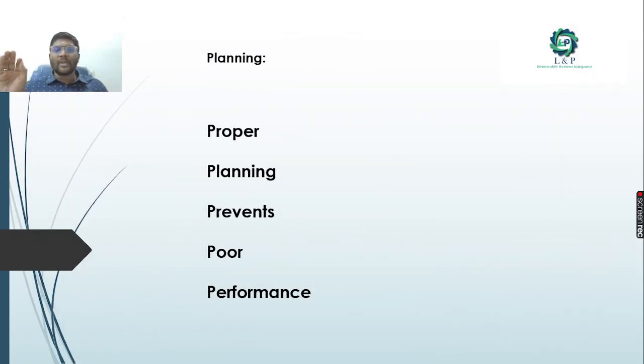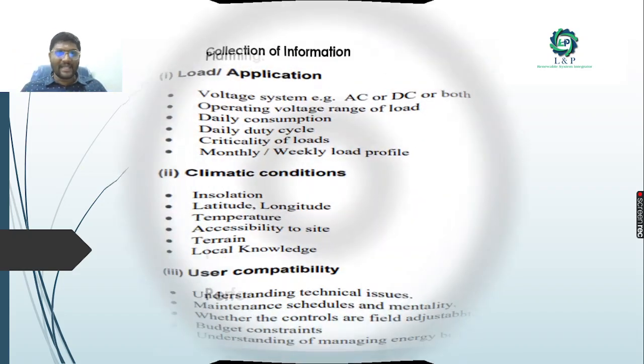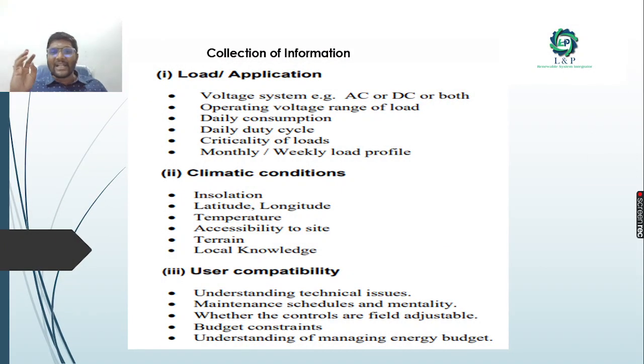So as we told earlier at the starting of the session, there are 5 P's which are very important for any sort of project. That is, proper planning prevents poor performance. So planning is very important when you are planning for a solar off-grid system. First thing is the collection of information.